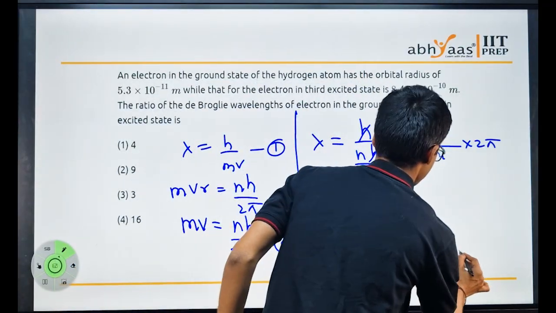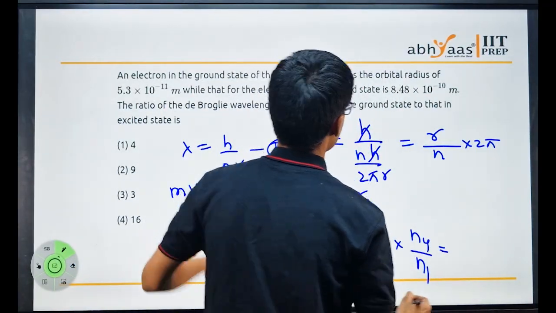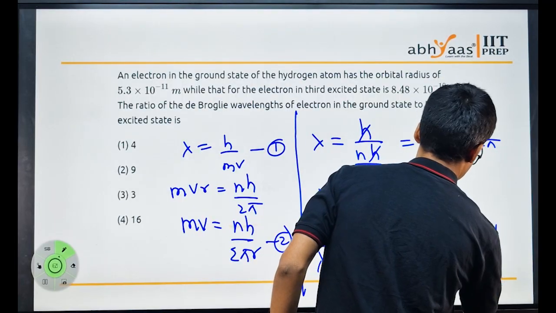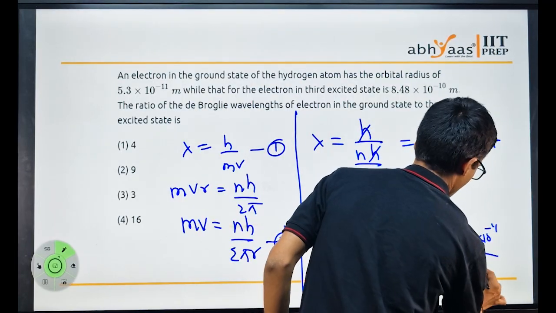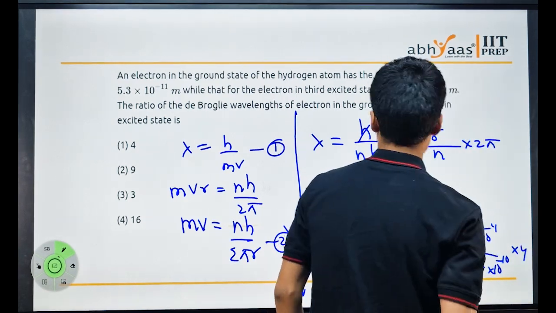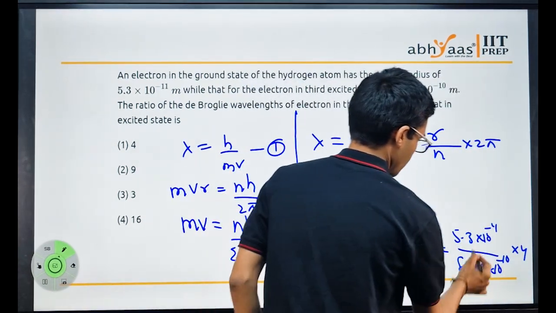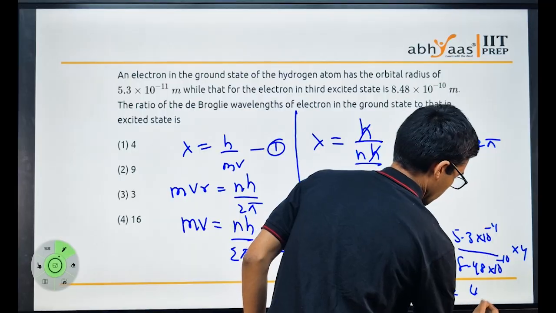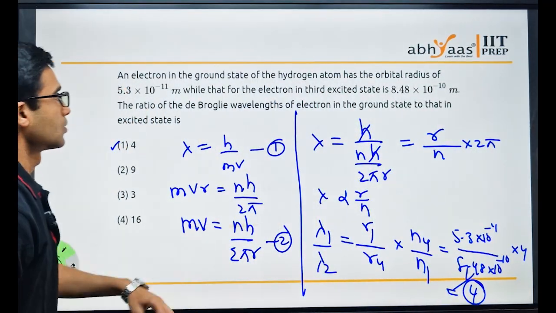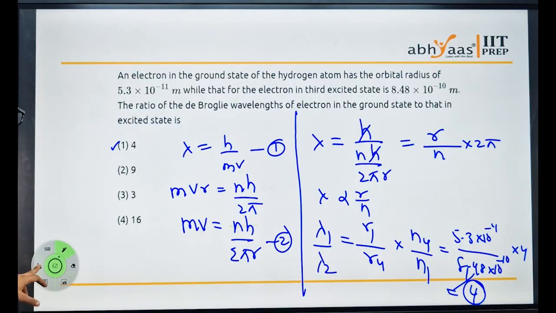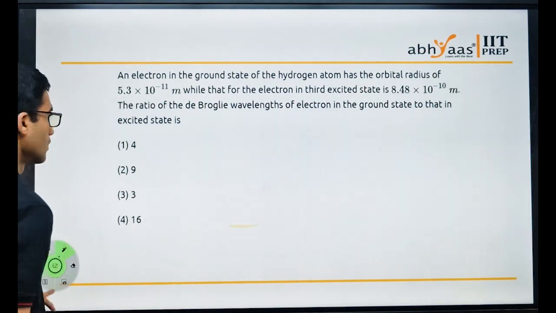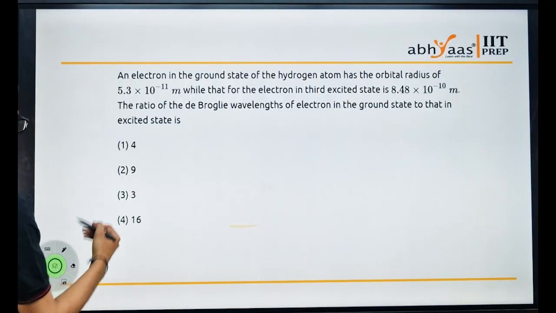So here the radius is given. The first one's radius is 5.3 into 10 power minus 11, divided by the radius 8.48 into 10 power minus 10, into 4. If you calculate, you will get almost 1 by 4. The nearest option is 4. He has given 4 as an option instead of 1 by 4. So this is also one of the easiest questions.